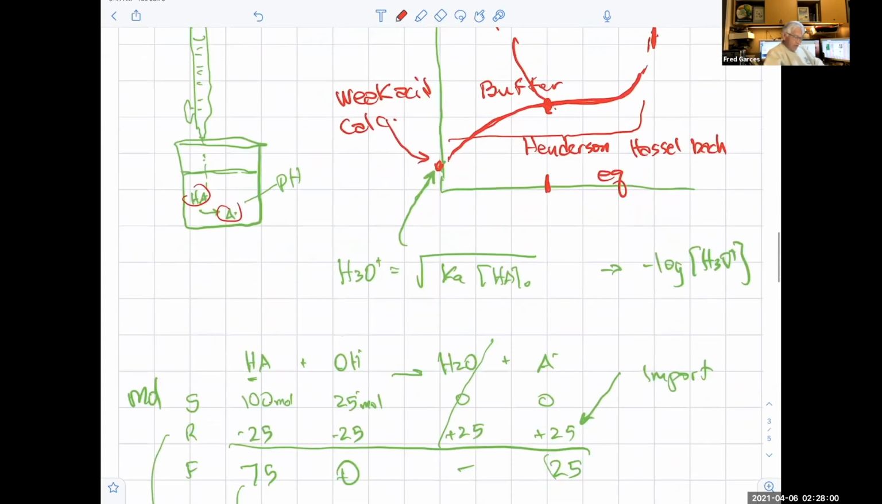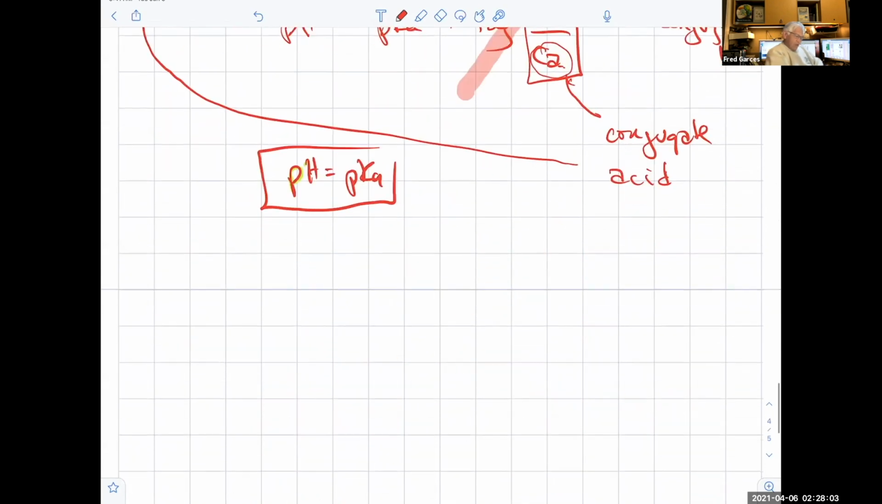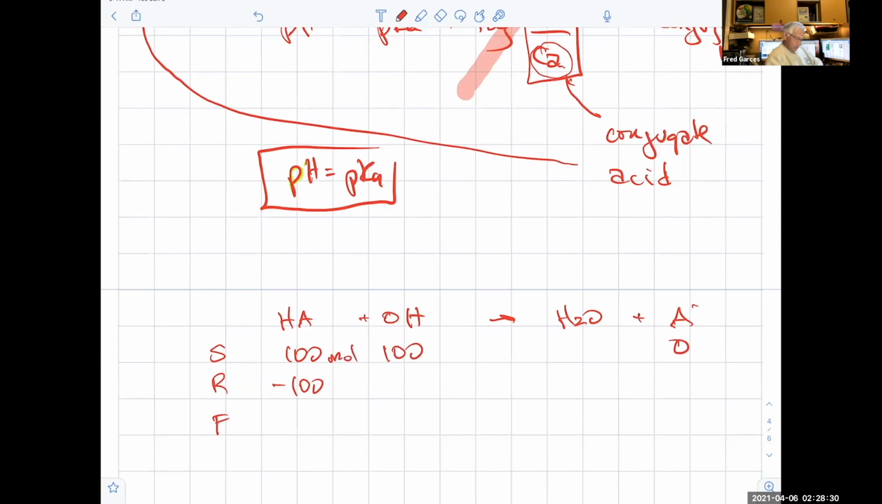Now, let's suppose we get to the equivalence point. Well, this is what happens. You still have your acid, you have your hydroxide, and now they're equal. So again, we have to do SRF. We have 100 here, we have 100 here. This is going to form water, and this is going to form the conjugate. At the equivalence point, these two are equal, so minus 100, and we're talking about moles. You need to divide by the total volume. The volume's constantly changing, so you have to keep track of that.